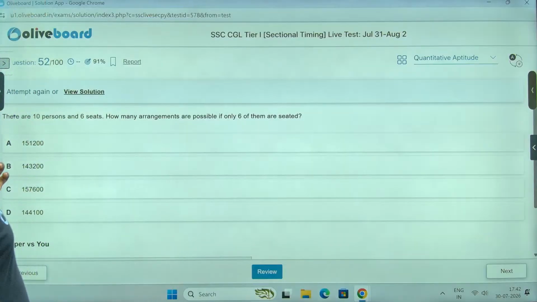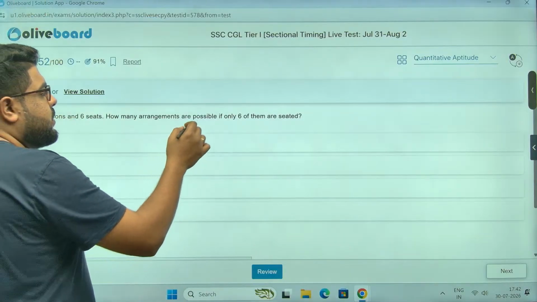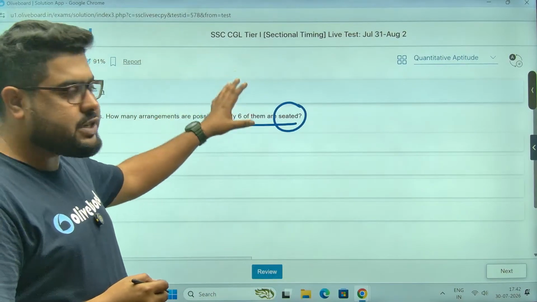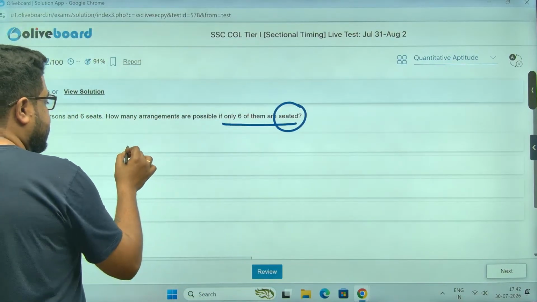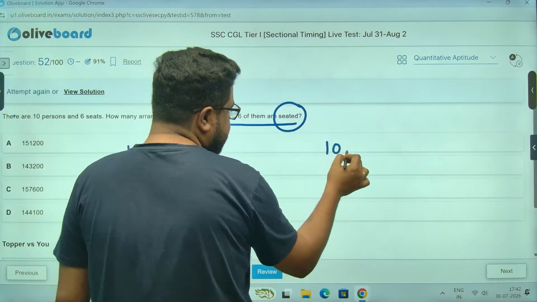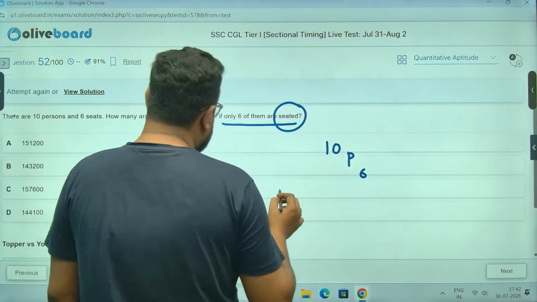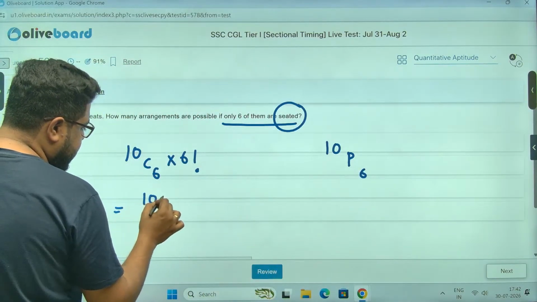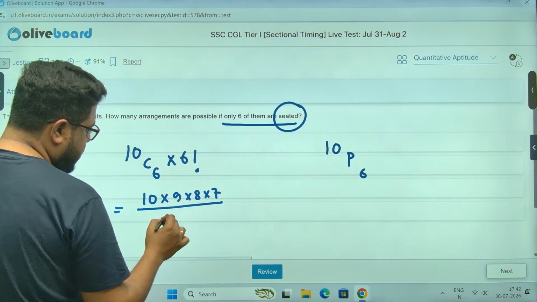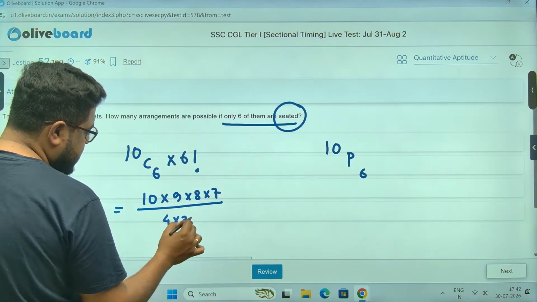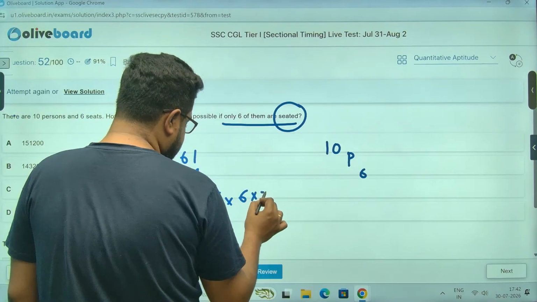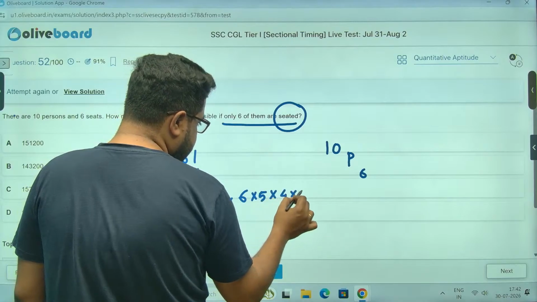They are asking, there are 10 people and 6 seats. So only 6 of them are seated. Seated meaning arrangement, first is selection plus arrangement. So meaning permutation. Either you can do 10C6 into 6 factorial, or some can say 10P6. Now whatever you do, you are getting 10 into 9 into 8 into 7 out of 4 into 3 into 2 into 6 factorial, 6 into 5 into 4 into 3 into 2.